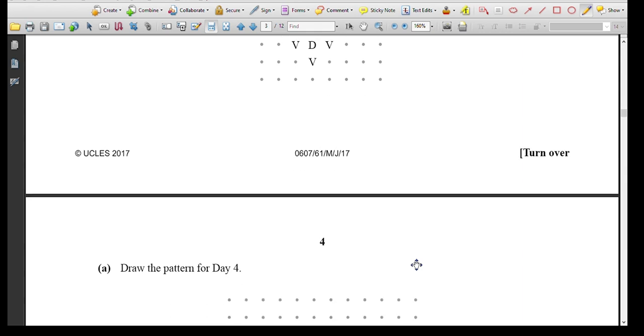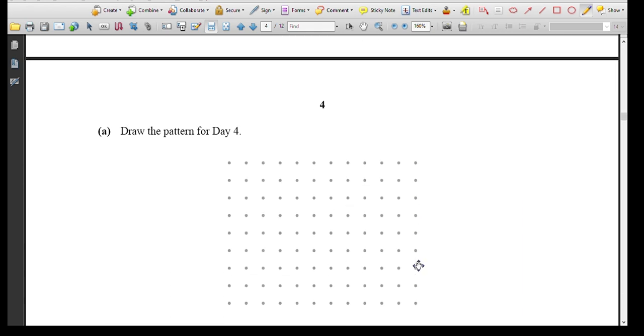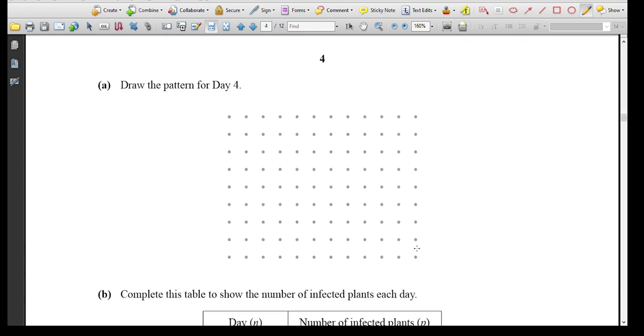Let's proceed. Draw the pattern for day four. Yes, to save time, I have done it already. Let's see what the pattern is. Yes, this is the pattern we have here. So in total, we have 12 new plants that got affected by the virus. Let's proceed.